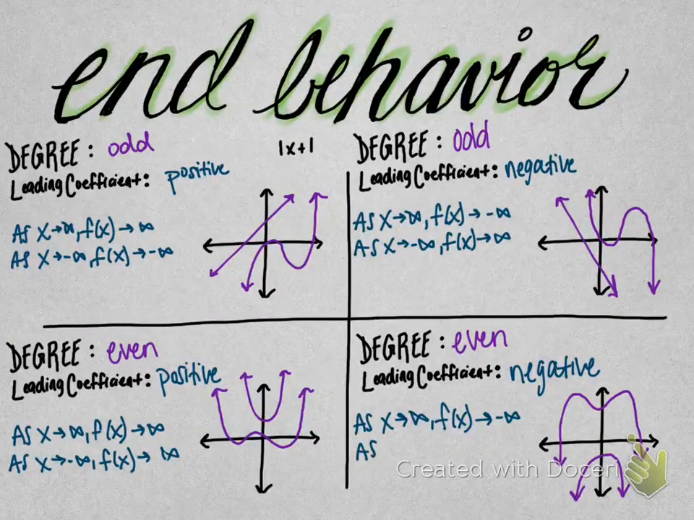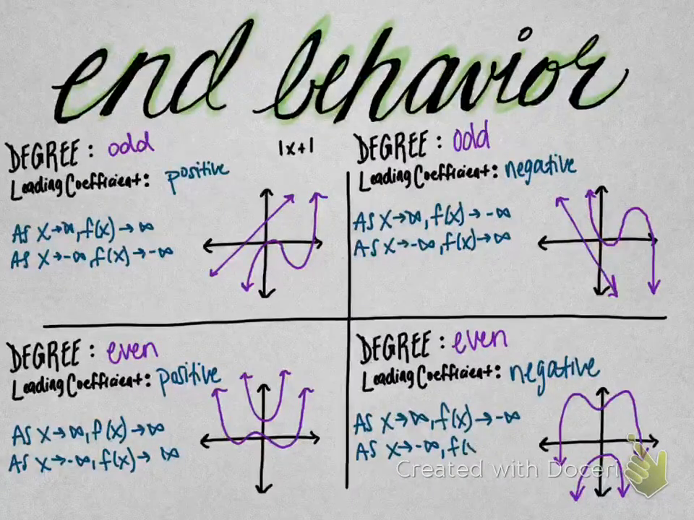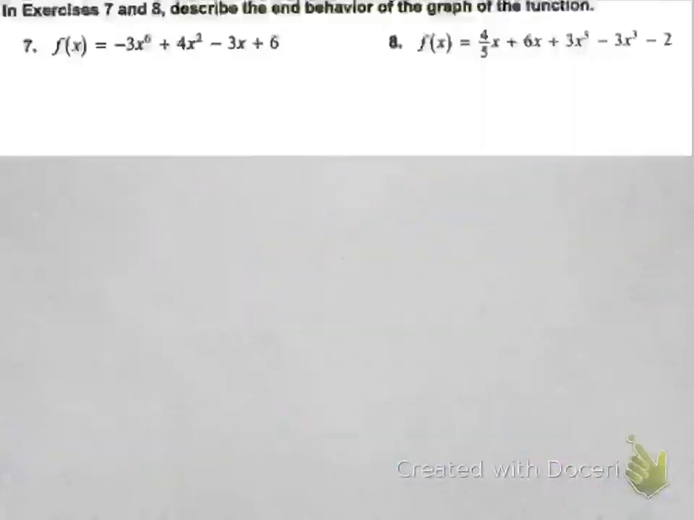And then as x approaches negative infinity, again, look at our picture. Here we are moving this way. Again, it is still moving downwards. We would say f of x is still approaching negative infinity.